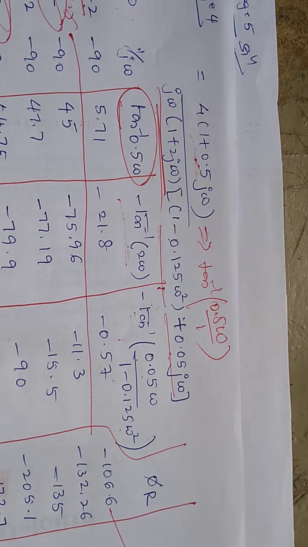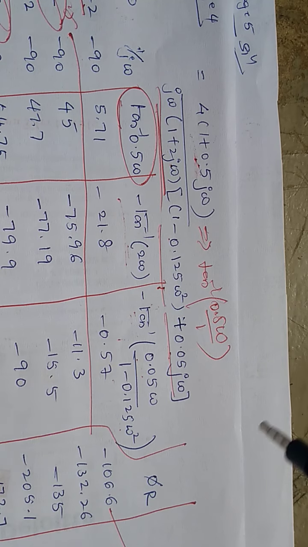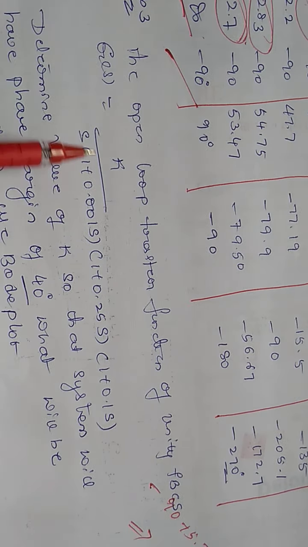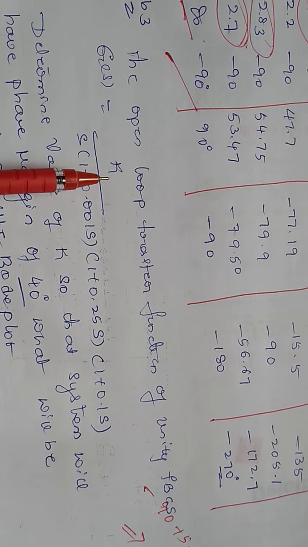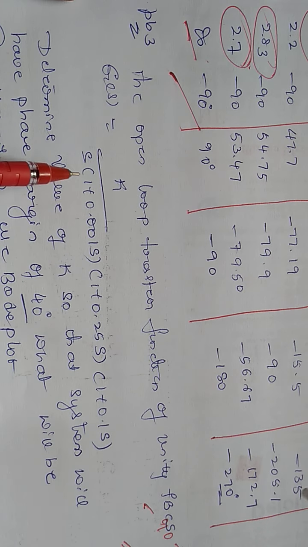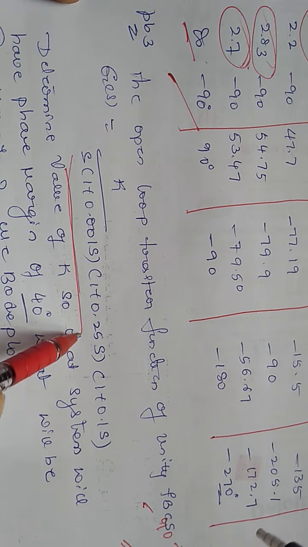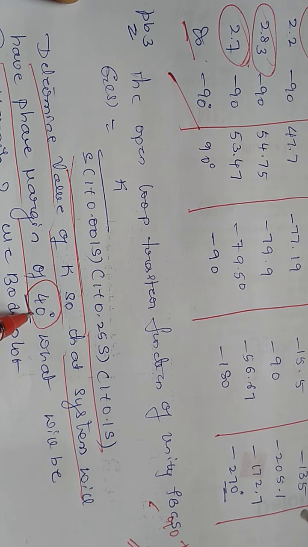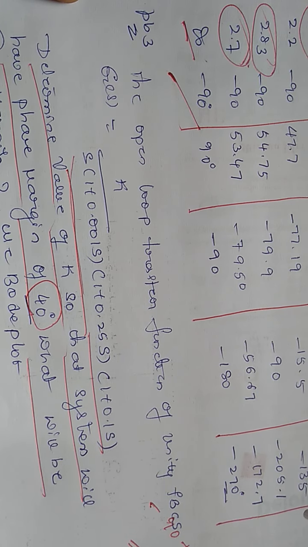So similarly, the next problem we can discuss here, that is problem number 3. The open loop transfer function of a unity feedback system is given, already in the standard time constant form. Determine the value of k so that it will have a phase margin of 40 degrees. What will be the gain margin?